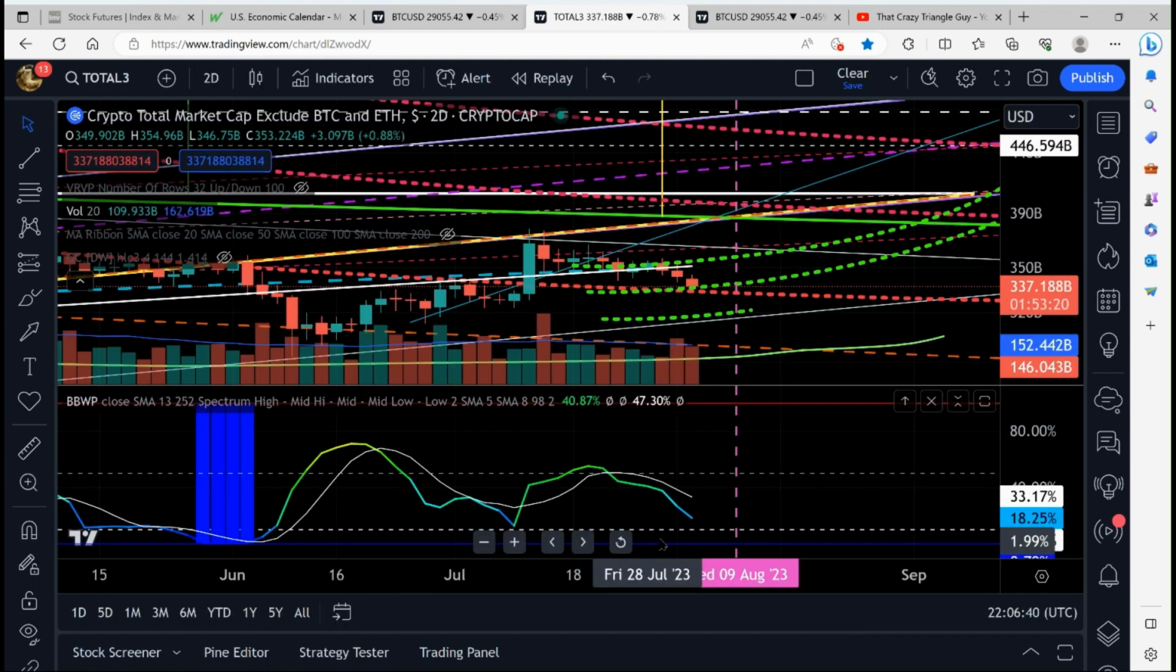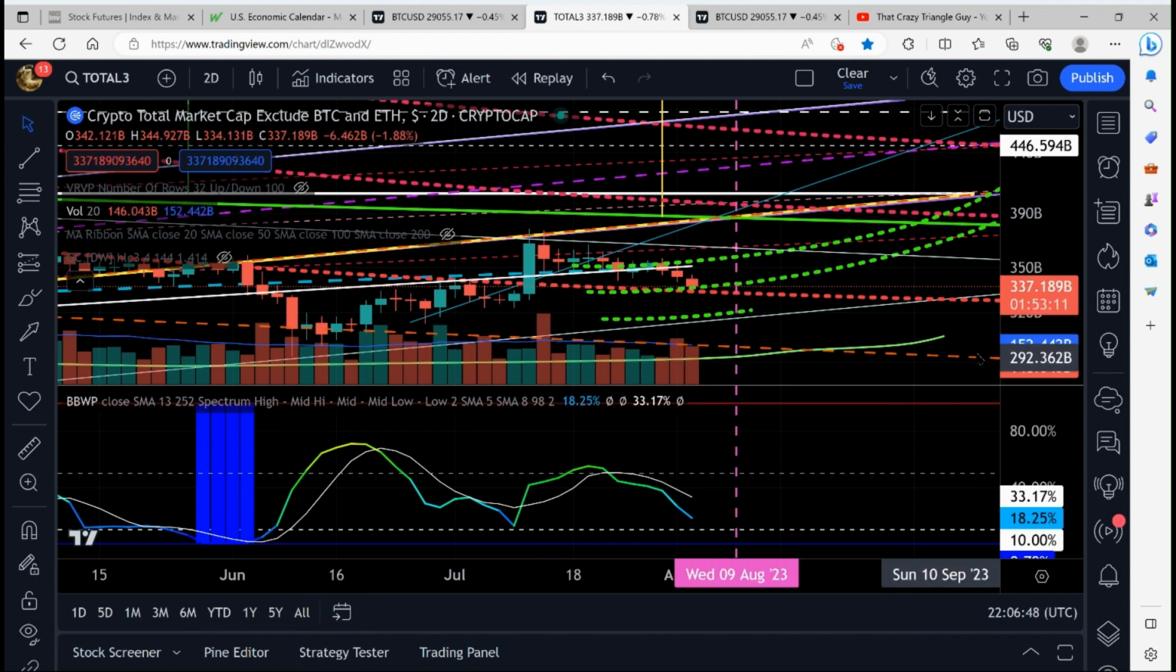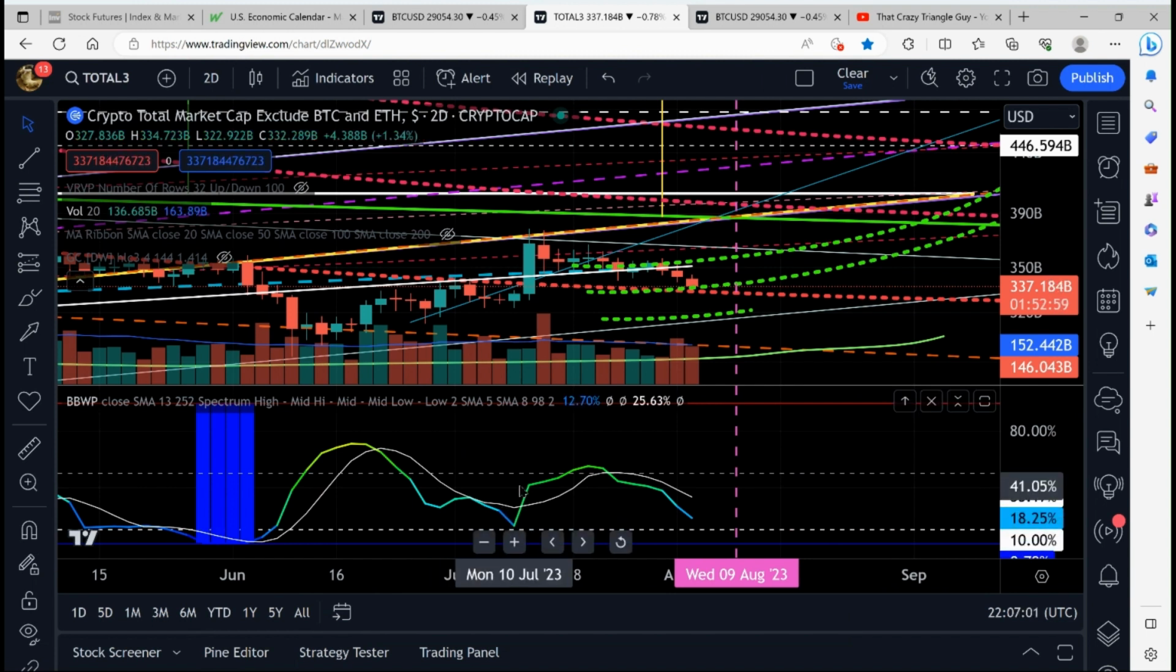The 2-day is currently heading down with the sideways action that we're exhibiting here. And that closes in 1 hour and 53 minutes. And I imagine it'll come down possibly a little bit more. It's at 18.25%. It did have an expansion here, and you can see we moved upwards there. But now it's coming back down.